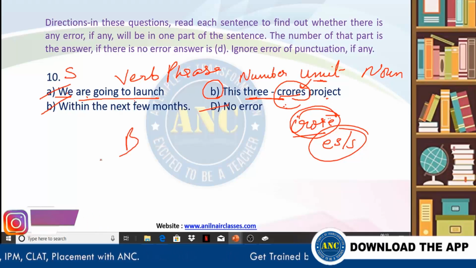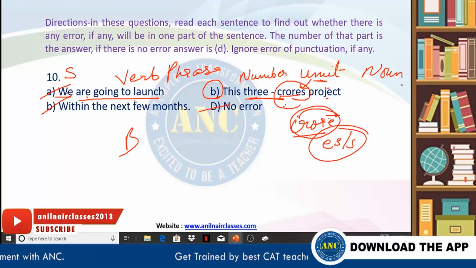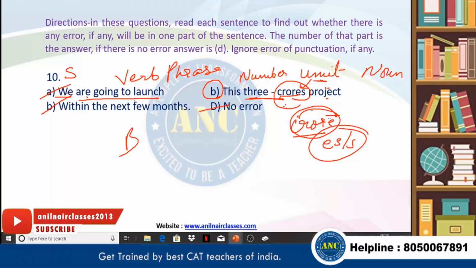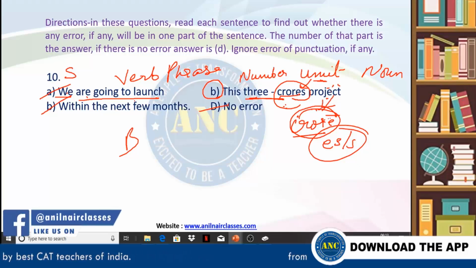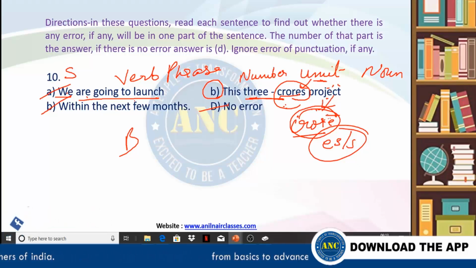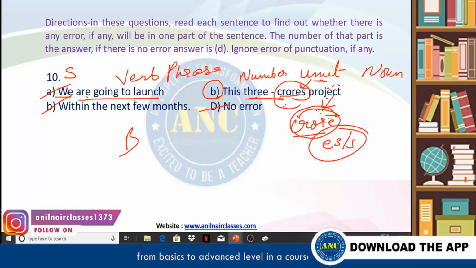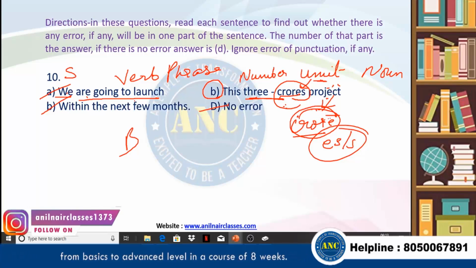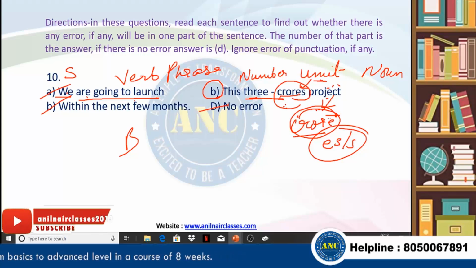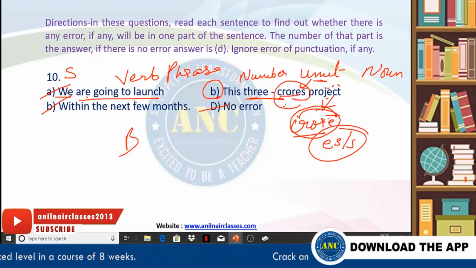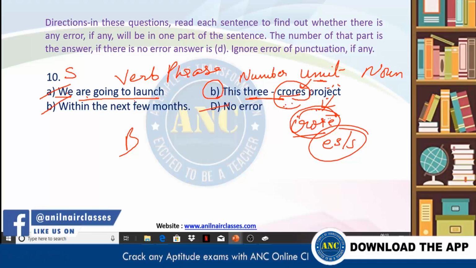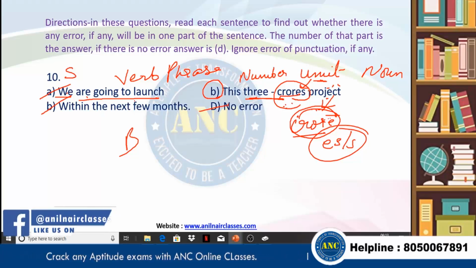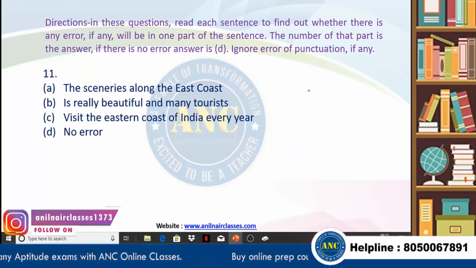Clear? So again, let's revise the rule. If you have a number, unit, and a noun or adjective, and that noun can independently explain its meaning, then we can add S or ES. But if it cannot stand on its own, then we cannot put S or ES to make a plural form. One more: hyphenated nouns are never plural. That means the hyphenated unit will never be in plural form. Clear? Let's move to the next question.